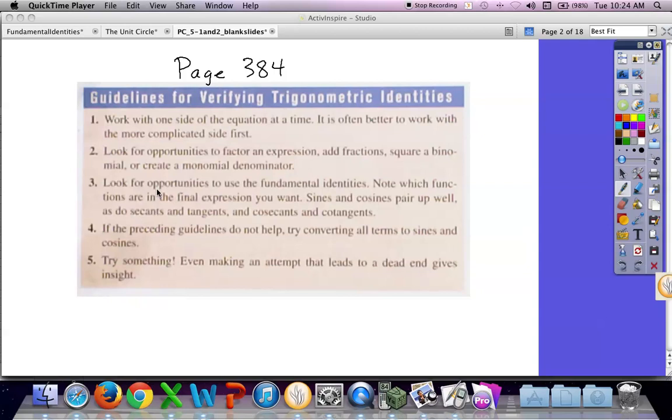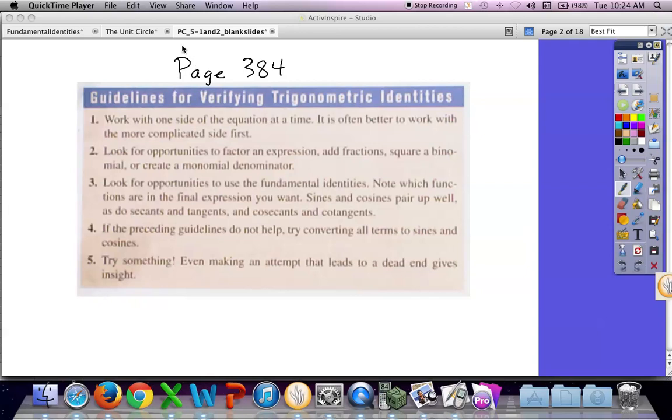These are the objectives for today. And actually, the verifying trig identities come from two sections. The first is fundamental identities, and then the second section is the verifying trig identities. But these actually come from the second section. They actually would have been useful to have known when you did the first section, but they're not presented until the first page of the second section, page 384, if you wanted to look at them.